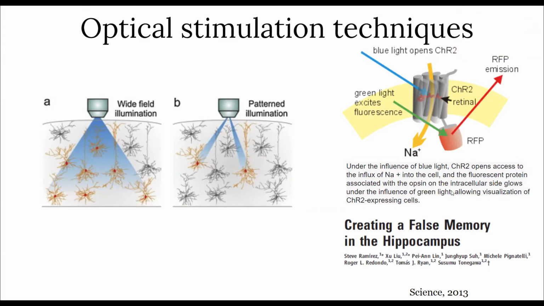Can you repeat this again? How can someone maneuver or intervene with the memory using optogenetics? Oh, okay.